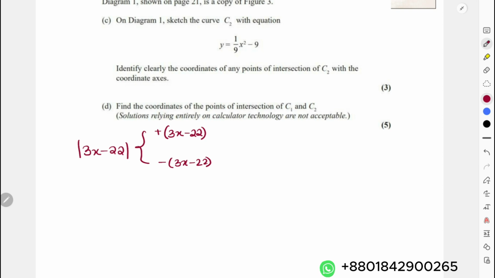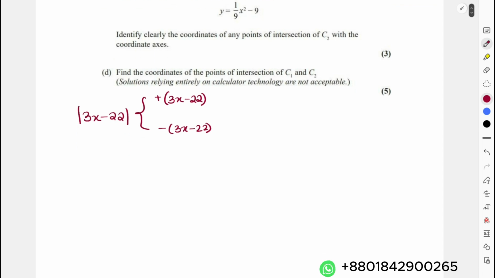And I have to find out when it's positive, when it intersects with the x-axis, and when it's negative, when it intersects with the x-axis. So we're going to solve the equation 2 times. I can understand that at the x-axis, the value for y is 0. If y is 0, then the first equation was actually minus 3x minus 22, absolute function, equals 0.